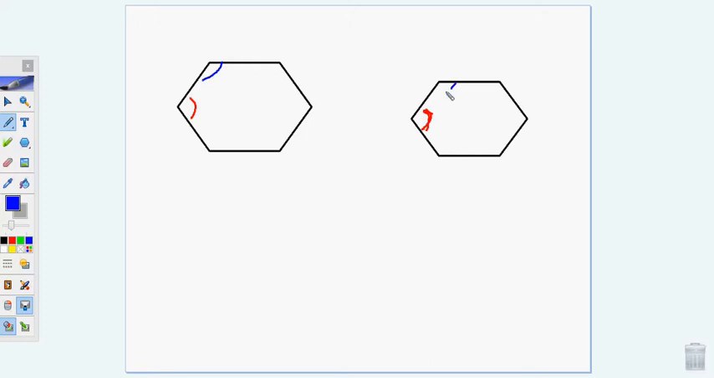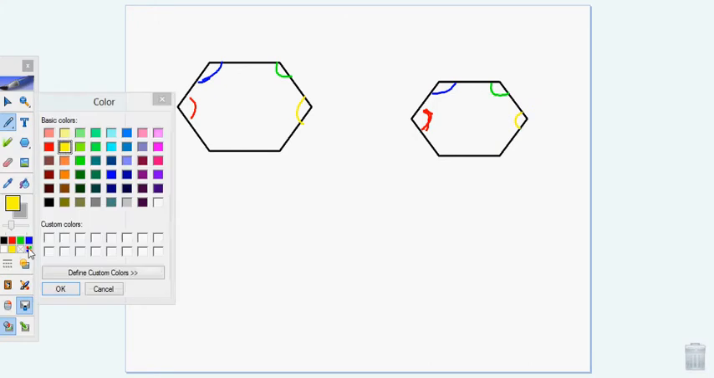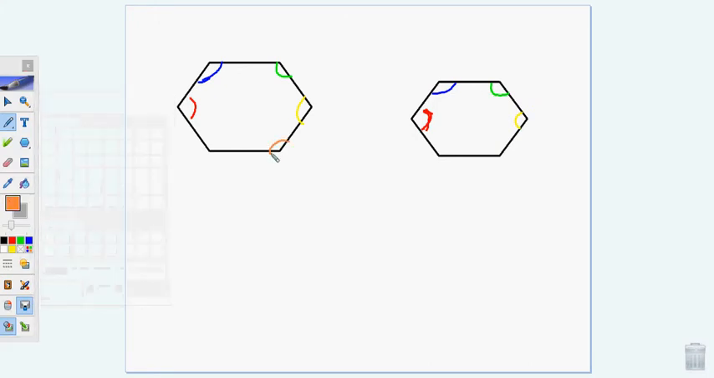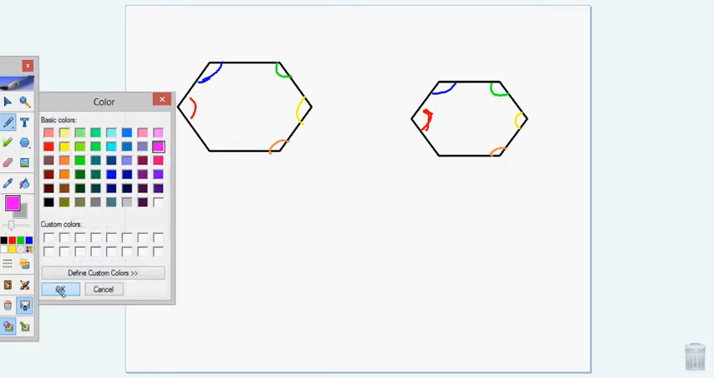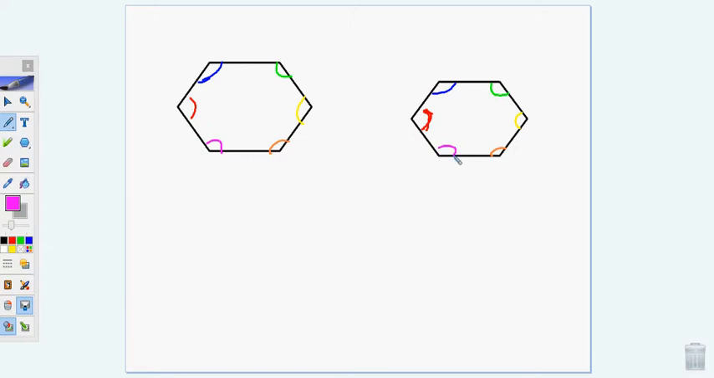This angle is congruent to this one. Let's finish out that. This angle, congruent to this one. This angle, congruent to this one. I'm running out of colors. This angle is congruent to this one. And this angle is congruent to this one. All right? So it's a rainbow. I did not mean to do that. It kind of turned out that way. So those angles have to be congruent for two polygons to be similar. Okay, the angles just have to be.